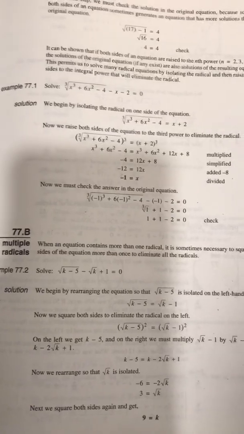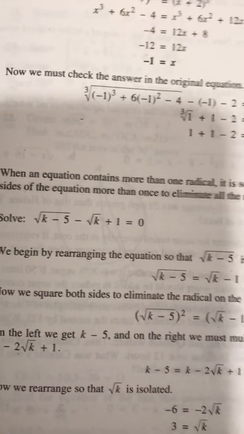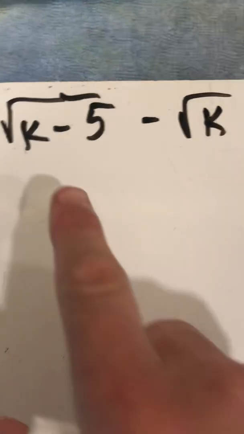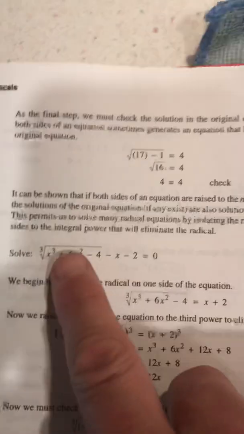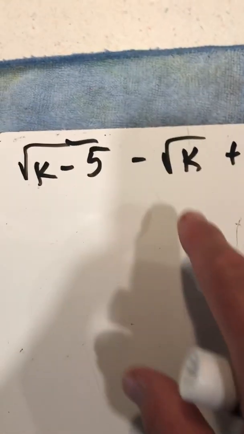Square root of k minus 5 minus radical k plus 1 equals 0. The big problem here is we have another kind of big square root. Here was a big cubed root. Well, here's a big square root. Oh, there's another square root.